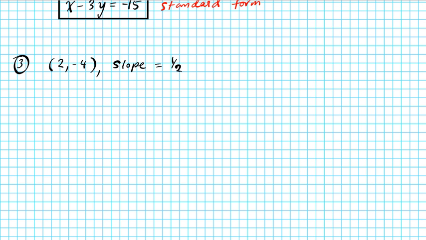Well, for this one, I want to use the slope-intercept form equation, which is y equals mx plus b. I already know what m is. M is the slope, right? So m is 1/2. What is b? I have no idea what b is. I know m is 1/2 because that's the slope, right? This is the slope right here.